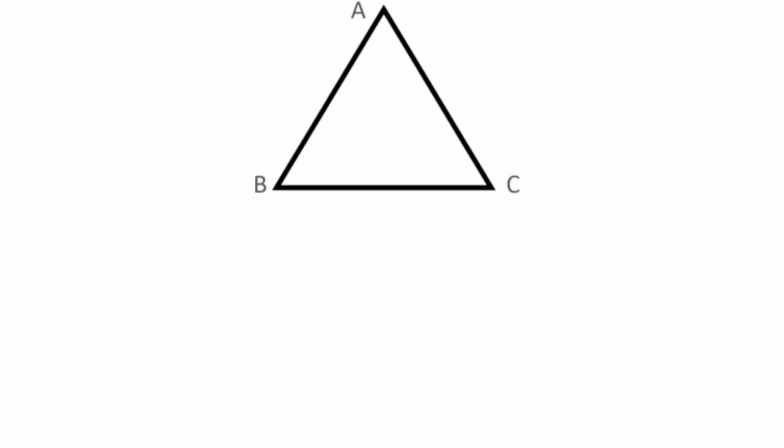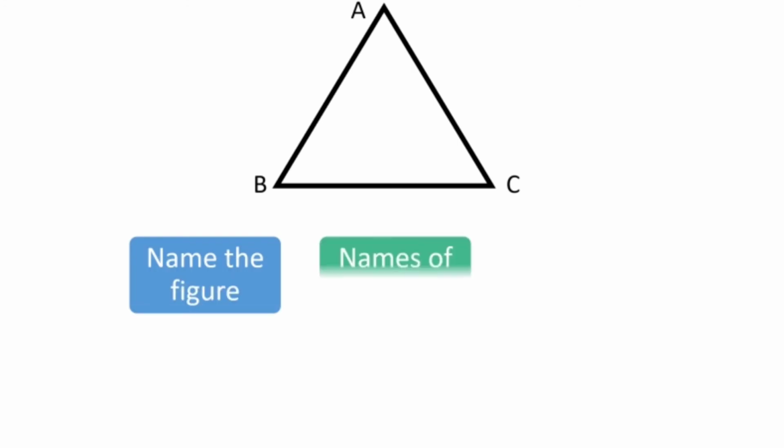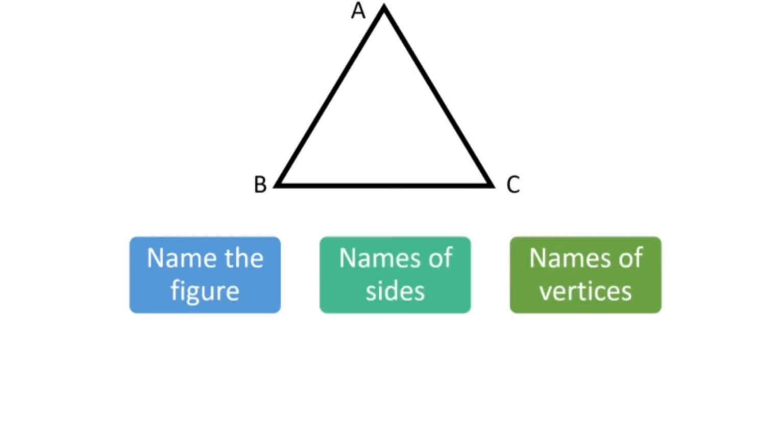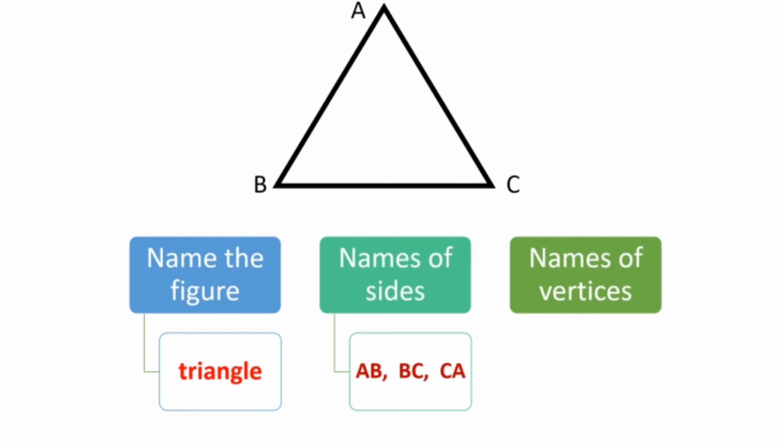Now we are going to name this figure, triangle. We are going to give the names of sides and names of vertices. Again, the name of the figure is triangle. The names of sides are AB, BC and CA. And the names of vertices are A, B and C.